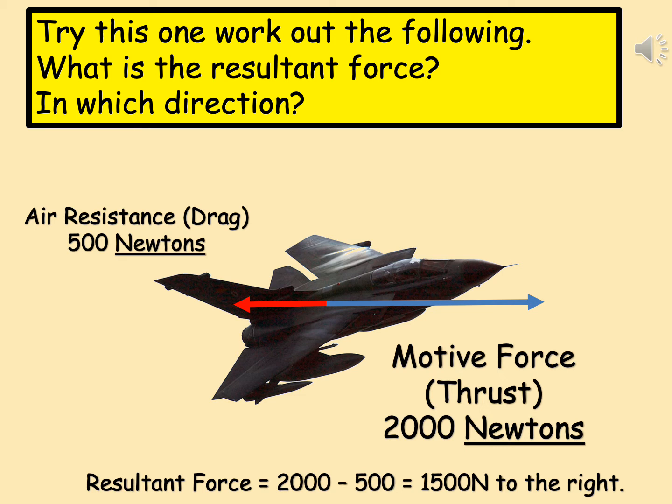Now we also need to work out the direction of this. So if you think about it like this, because it is positive, it must be pointing towards the positive direction, and in our case the positive direction was the right. If it had been negative 1500 newtons, that would have meant that it would have been to the left in the negative direction. But because we said that the right was positive, and it's 1500 newtons as a resultant force, it is going towards the right.